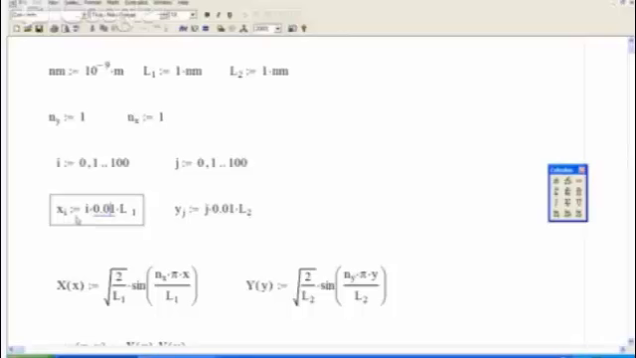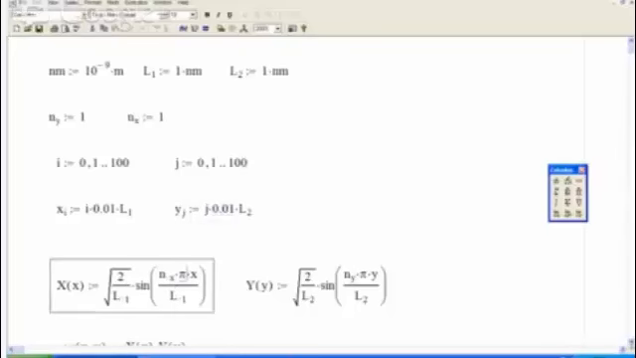So x sub I is equal to 0 when I equals 0, and it's going to be equal to L1 if I is equal to 100. Then y sub j, our y variable, you also have 100 points there from 0. You start from y equals 0 to y equals L2. When j equals 100, y is equal to L2.